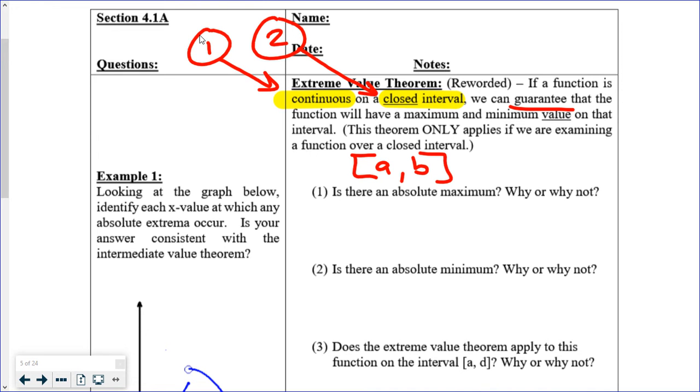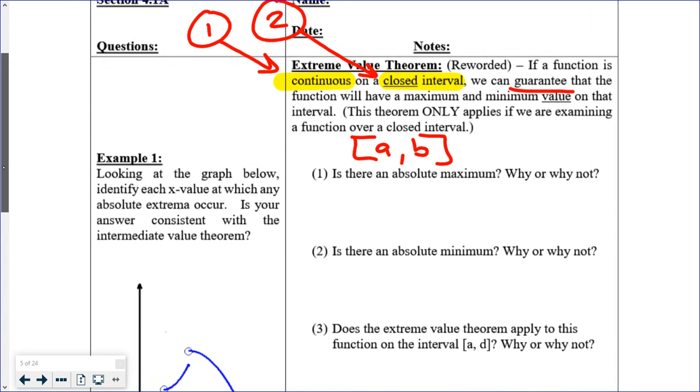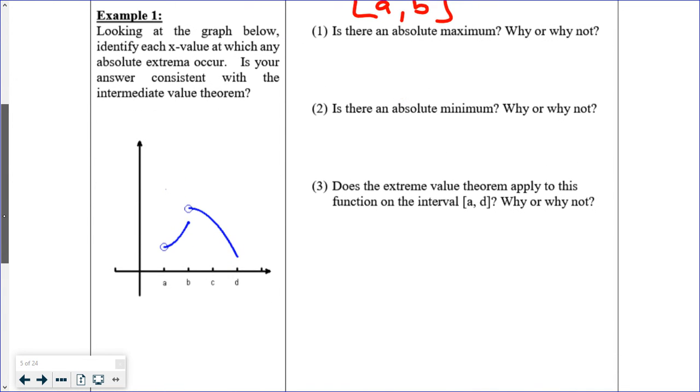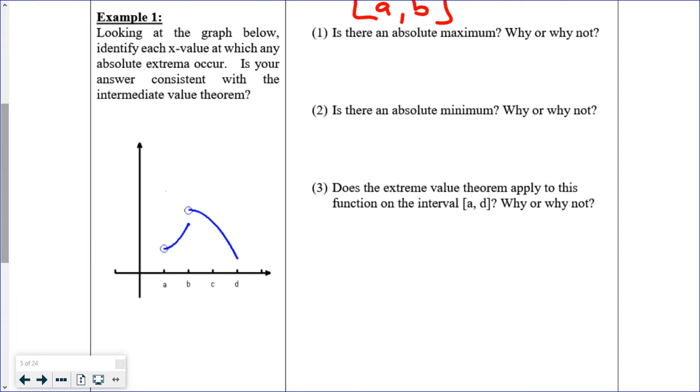So it's kind of like the IVT, right? For the IVT, it was just a continuous function on a closed interval. This one's continuous function, closed interval. So then, I got a graph here. Notice we got a couple open points. There's a discontinuity in there. What do you think? Is there an absolute maximum on this graph?